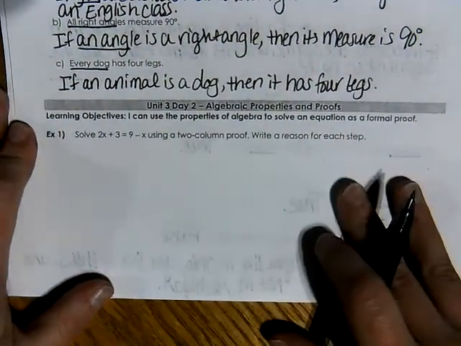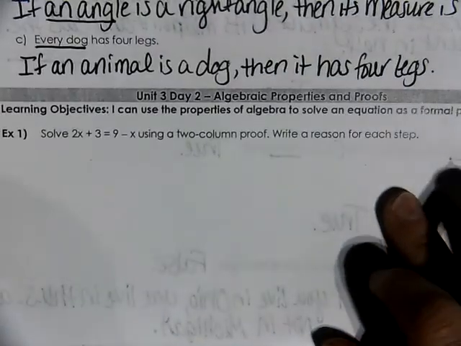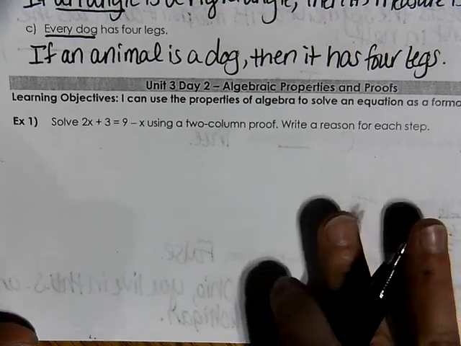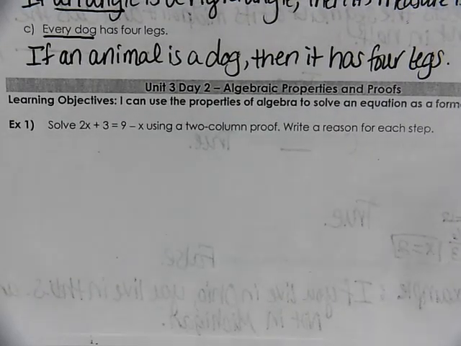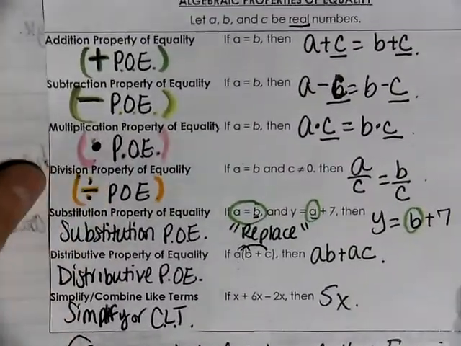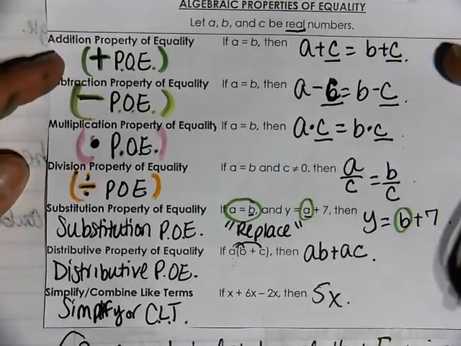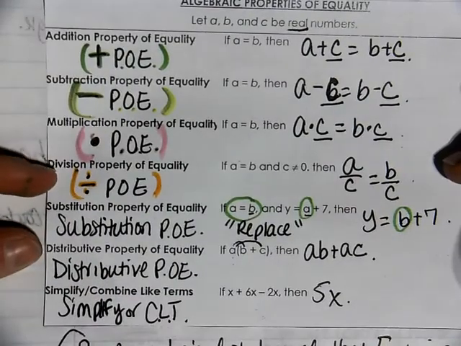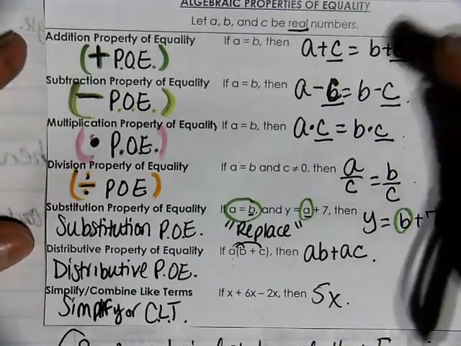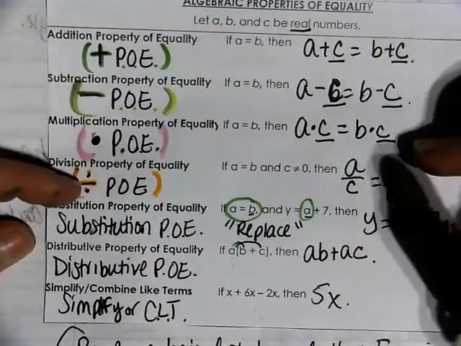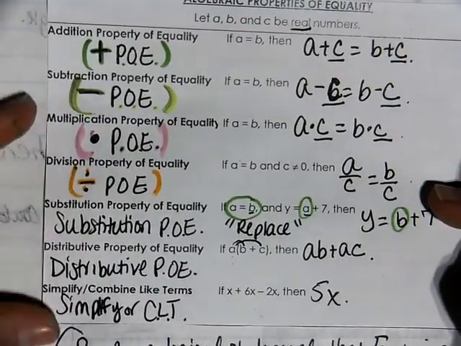So in the video lesson, I showed you guys how to write a two-column proof where we write a reason for each statement. And our reasons, once again, are going to be all of our algebraic properties of equality. We had the addition, subtraction, multiplication, and division property that says whatever you do to one side, you have to do to the other, whether it's add, subtract, multiply, or divide.